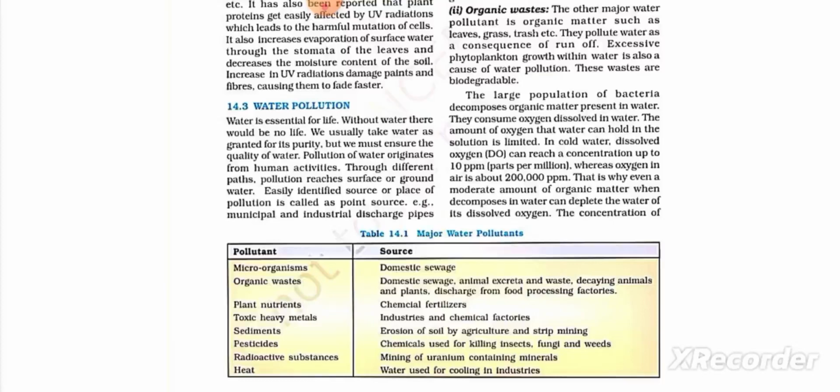Section 14.3, Water pollution. Water is essential for life. Without water there would be no life. We usually take water for granted for its purity, but we have to ensure the quality of water. The pollution of water originates from human activity through different paths. Pollutants reach surface and groundwater easily. A definite source or place of pollution is called a point source. Example: municipal and industrial discharge pipes.